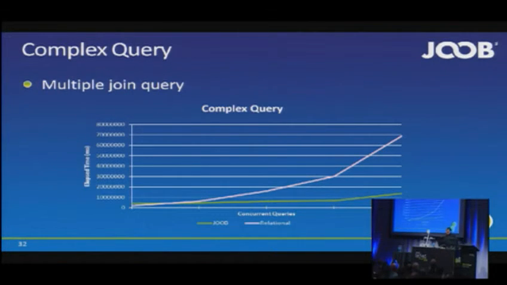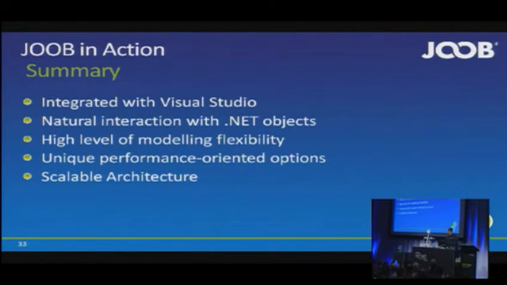Okay, so that's just an example of a couple of tests that put in action those characteristics I have been mentioning. So just to summarize on JOOB, we have integrated Visual Studio, a natural interaction with .NET objects. You saw how we program our simple applications. High level of modeling flexibility with key paths, multiple inverses, conditions, all of the stuff we have seen. Unique performance-oriented options like merges and key paths and so on.